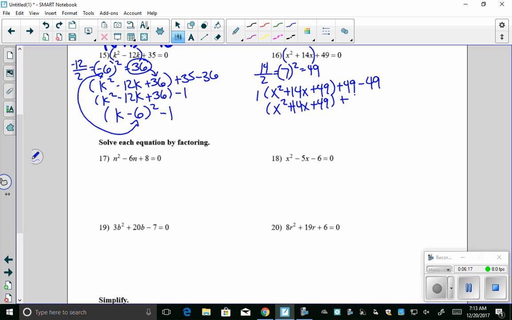And you get plus 0, because 49 minus 49 is 0. Because it's plus 0, I don't have to write it. So now all I have to do is factor. I'm going to have x plus 7 squared, and that's all I'm going to have left. That number right there, the 7, always goes into the spot for the open factor.